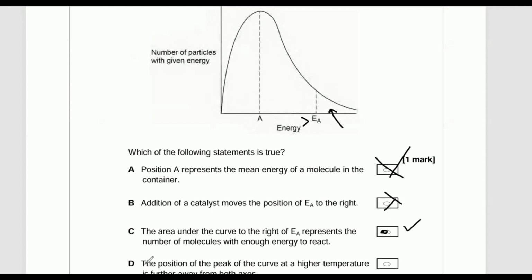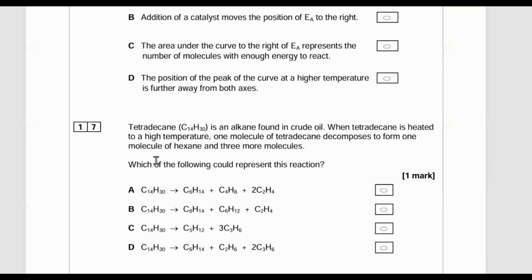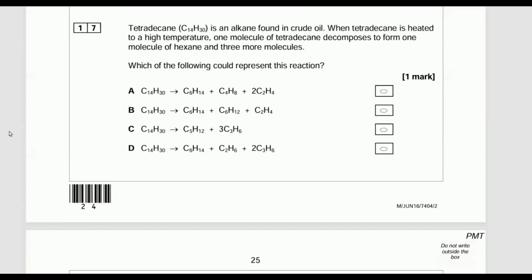Let's look at why the last one's wrong. The position of the peak of the curve at a higher temperature is further away from both axes. Well, if we use a higher temperature, remember it shifts. So it shifts, whatever. Yeah, no, that's wrong. The peak of the curve is going to be closer to this axis. So that's definitely wrong. Anywho, let's move on. It's not going to be further away from both axes.